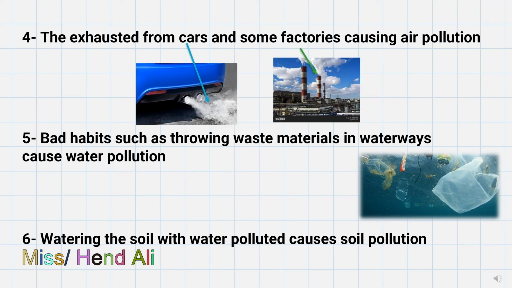4. The exhausts from cars and some factories, causing air pollution. 5. Bad habits, such as throwing waste materials in waterways, causing water pollution. 6. Watering the soil with polluted water, causing soil pollution. Air pollution, water pollution, and soil pollution.